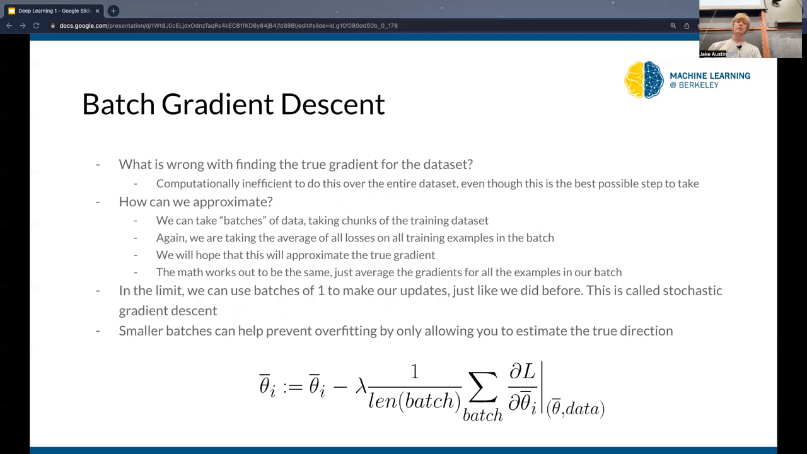But if you want to do this in a more computationally efficient way, instead of taking this across your entire data set, you're going to chunk it up and just look at little chunks and hope that they're a good approximator for your entire data set. This is called batch gradient descent. So rather than taking gradient steps for your entire data set, just do it for a little bit of your data set and hope that it's about as accurate.